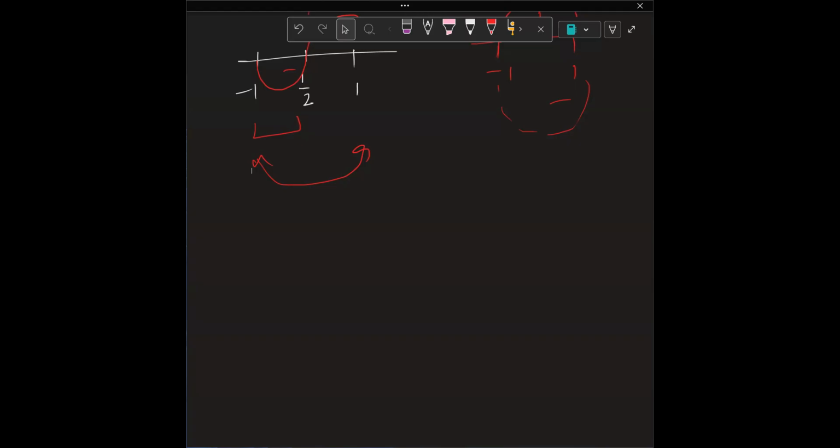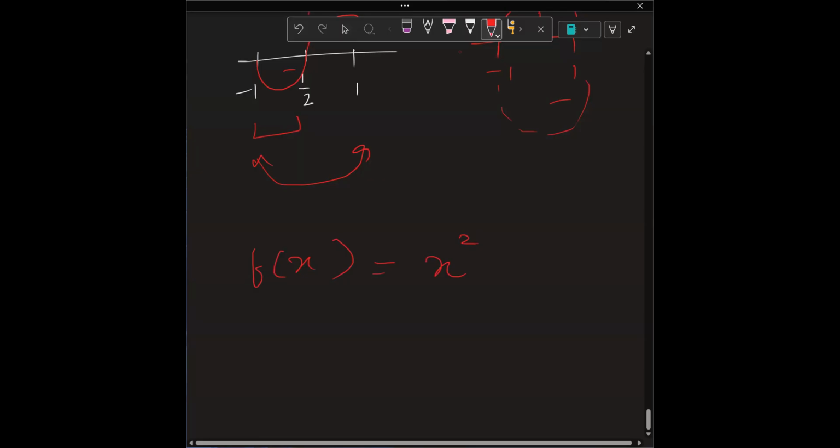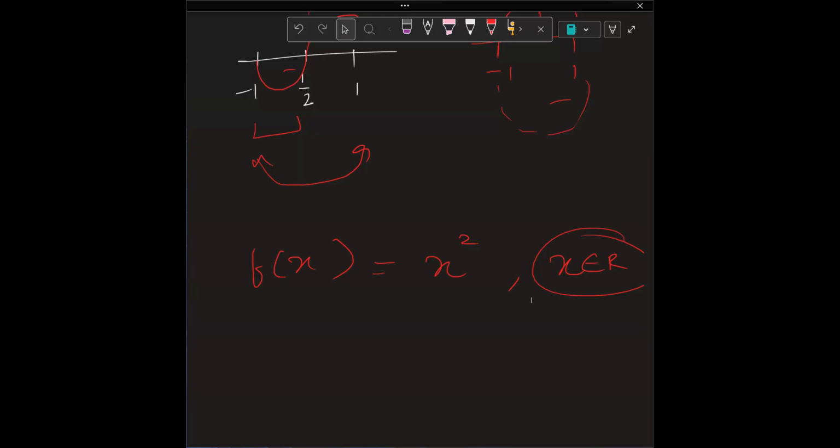Okay, so you have a question. You have to find the maximum and minimum value of the function f(x) equals x cube, where x belongs to the real numbers. All right, just find the maximum and minimum value.